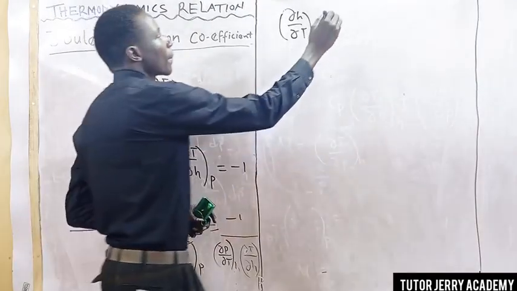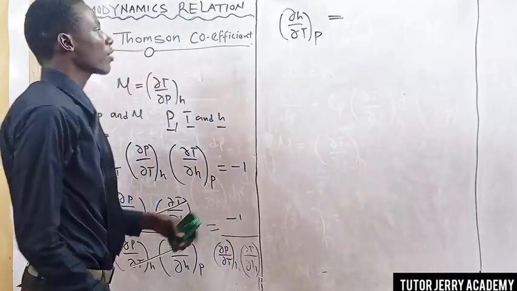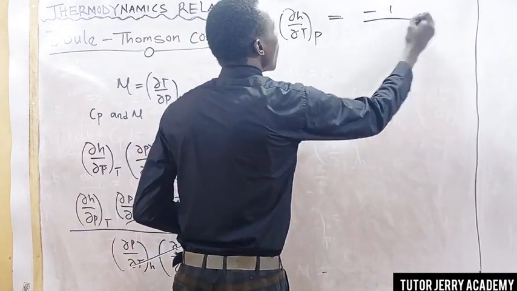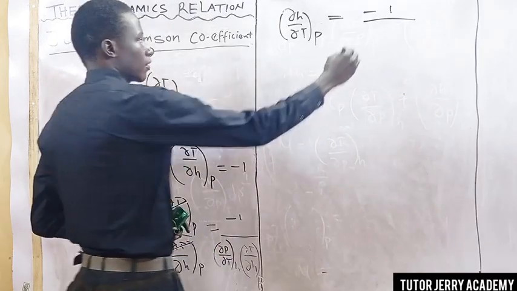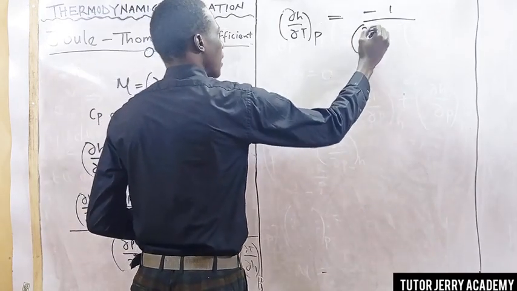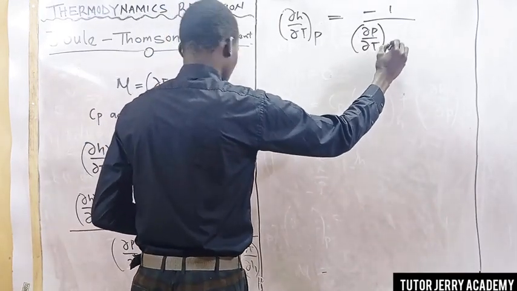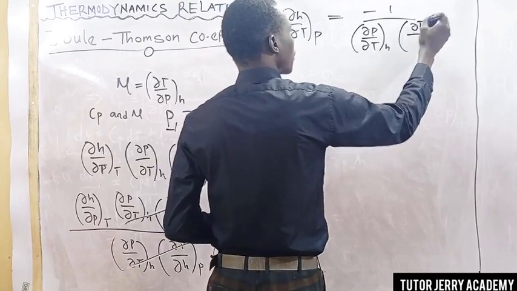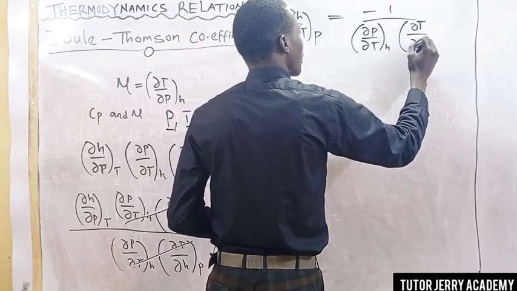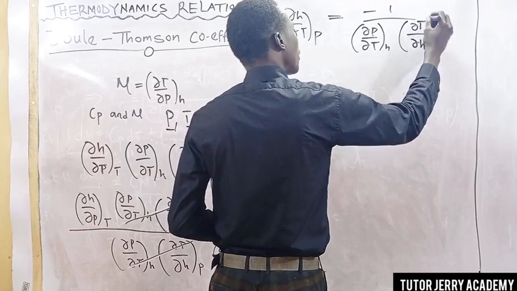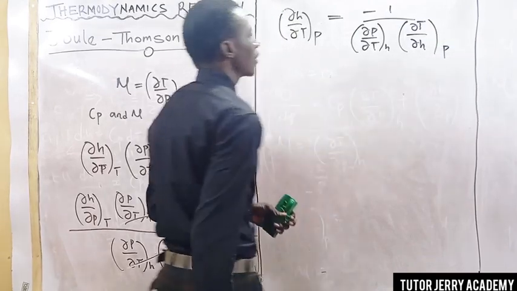equal to -1 over the bracket of the partial derivative of P over the partial derivative of T, keeping H constant, multiplied by the partial derivative of T over the partial derivative of H, keeping P constant. This is what we have.